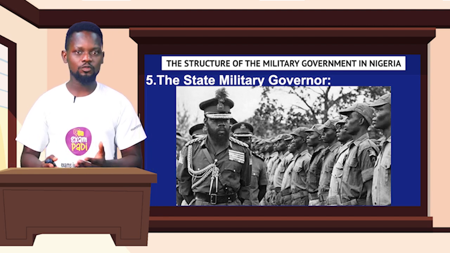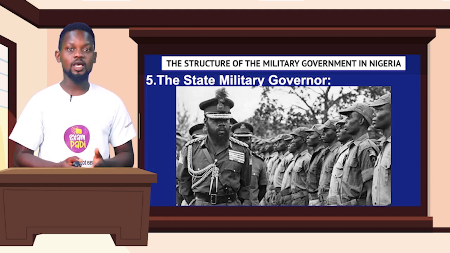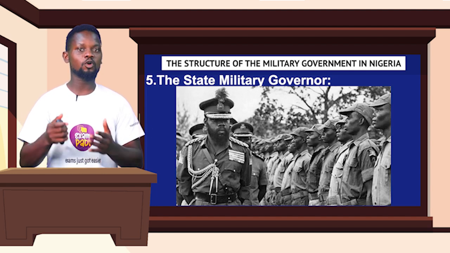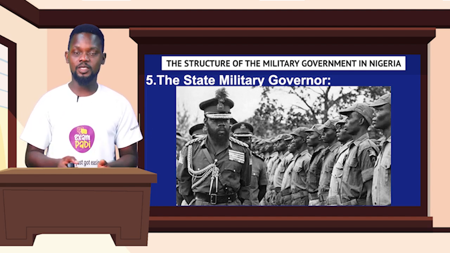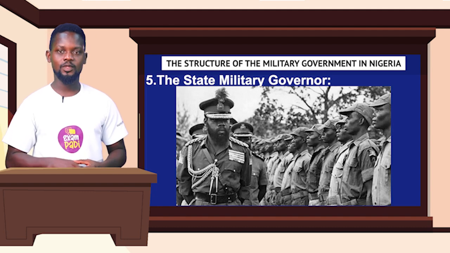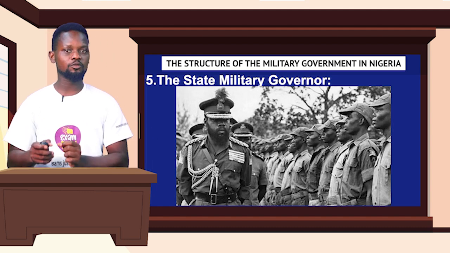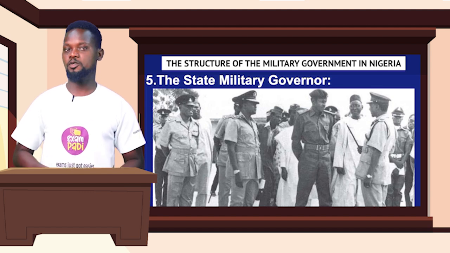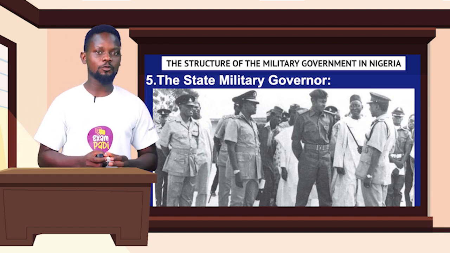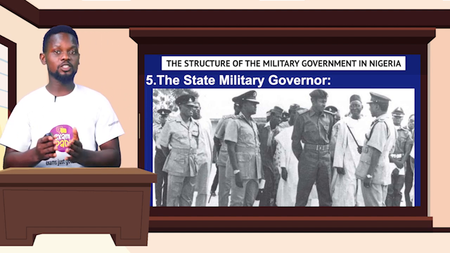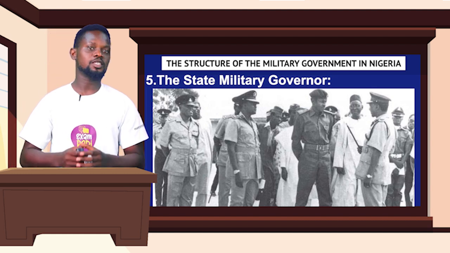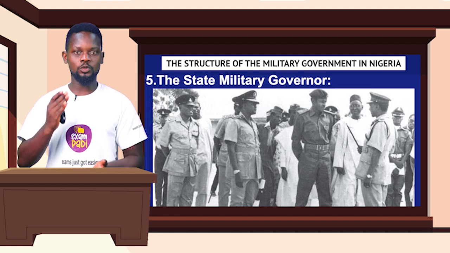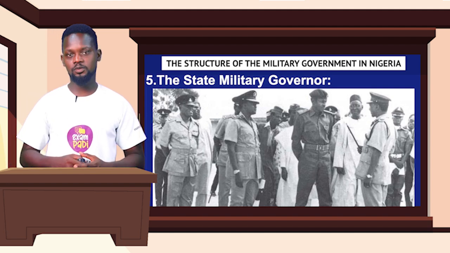Number 5. The state military governor. A state military governor is the chief executive and the head of the state military government. He is the representative of the head of state or president in the states. He is responsible to the head of the federal military government and the commander-in-chief of the armed forces. The governor performs both the executive and legislative functions. He is the chairman of the State Executive Council. He appoints the state commissioners and other state officials.